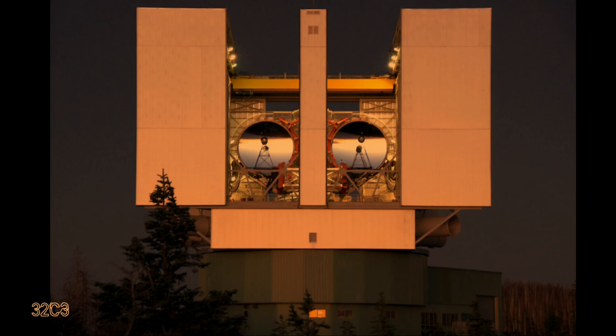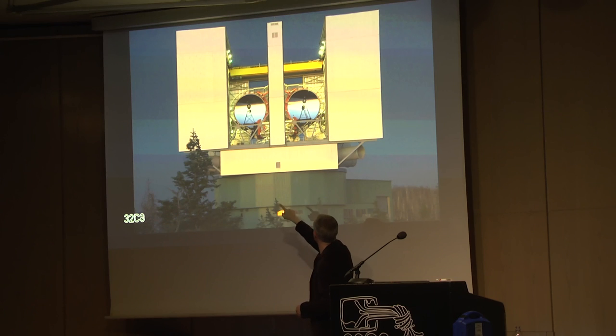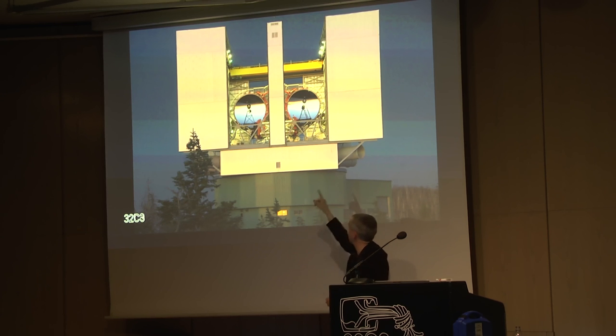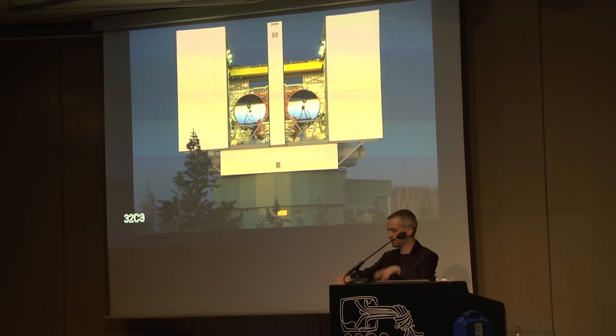This is the control room where you sit. This stays fixed. All this shiny part rotates. That's the actual telescope, the red thing that moves up and down. So the whole building rotates and moves up and down.